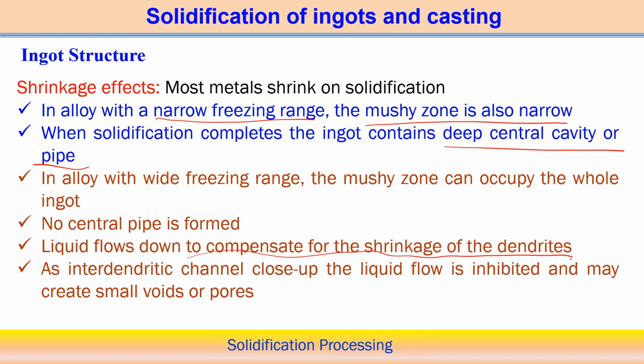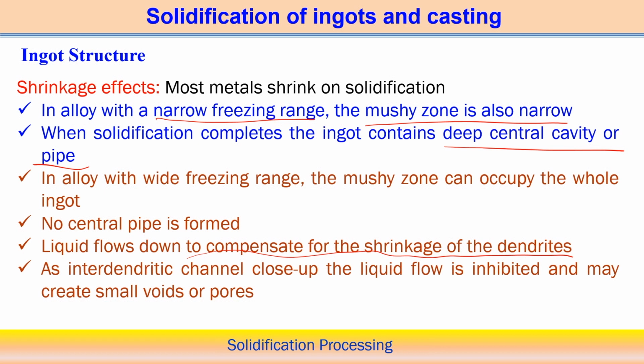So the mushy zone size will be much bigger in those cases. Therefore, you usually don't expect any kind of central pipe like in the other cases we observed; this may not form. In that situation, the liquid flows down and compensates for the shrinkage of the dendrites. That means there is some space available between the different dendritic arms. So when shrinkage occurs, liquid metal will try to flow and compensate for the shrinkage before termination of the solidification.